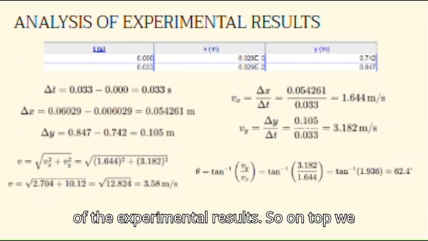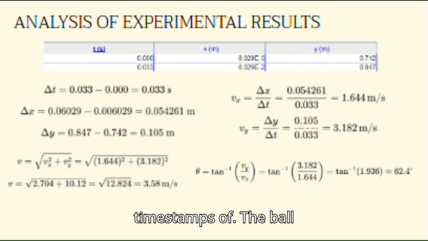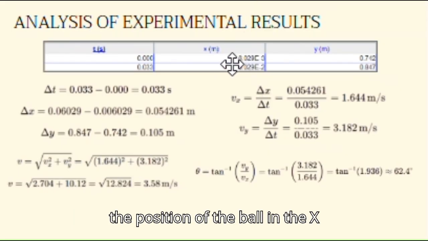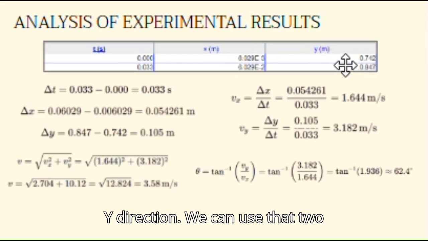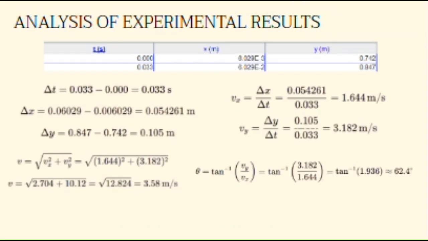So, the analysis of the experimental results. On top we have the first two timestamps of the ball being thrown. We have the position of the ball in the x direction and the position of the ball in the y direction. We can use those two coordinates to find the initial velocity.